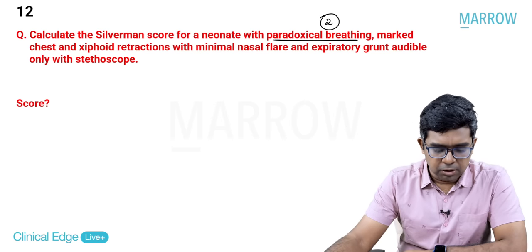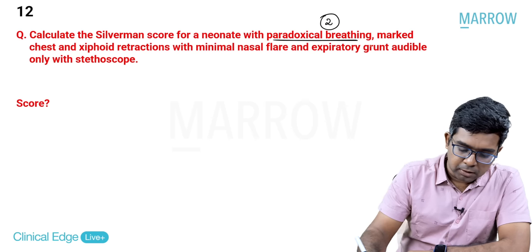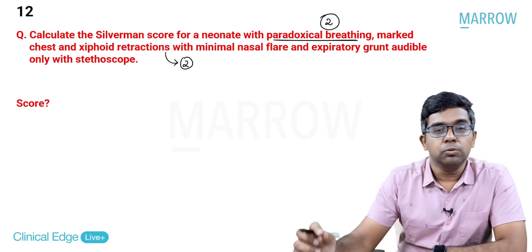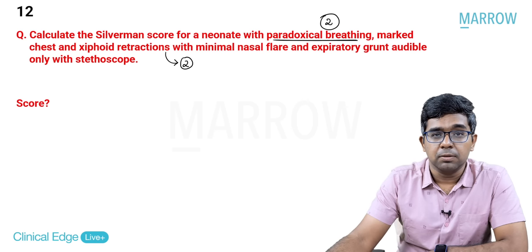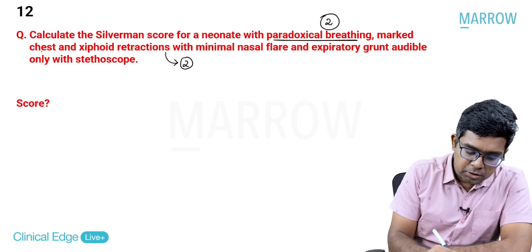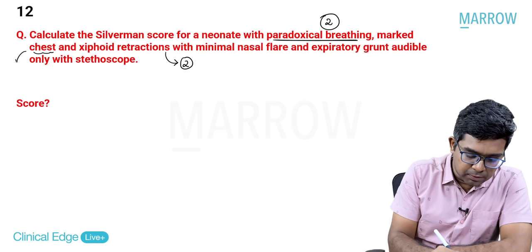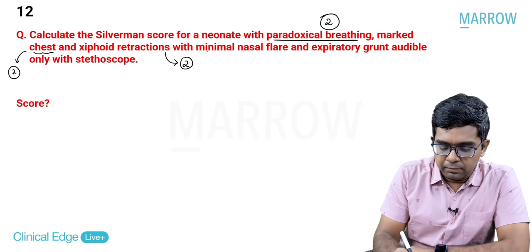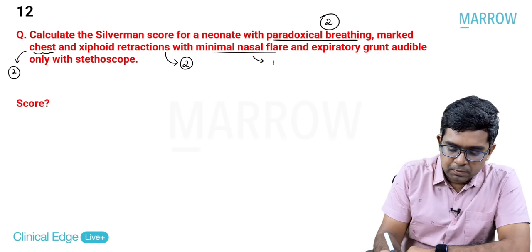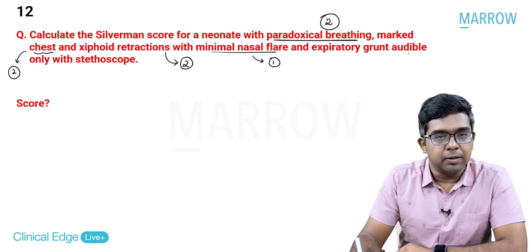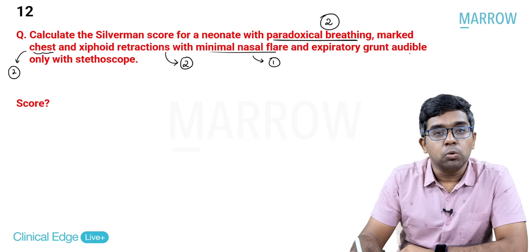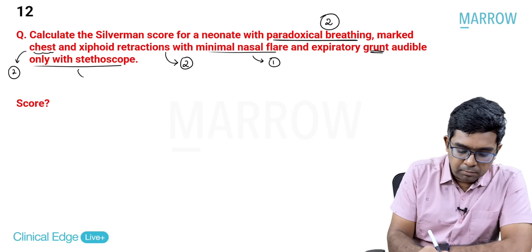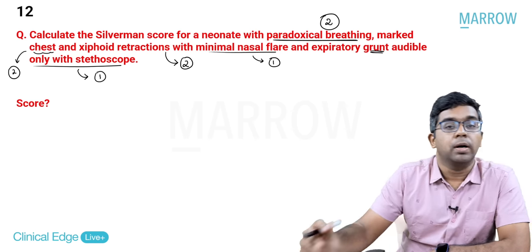Marked chest retraction and xiphoid retraction. Okay, what is the meaning? It again corresponds to a score of 2, which is marked retractions, as well as chest retractions are also marked. So again a score of 2. Minimal nasal flaring, so I will give a score of 1 for this. An expiratory grunt, which is audible only with the stethoscope, will again give a score of 1.